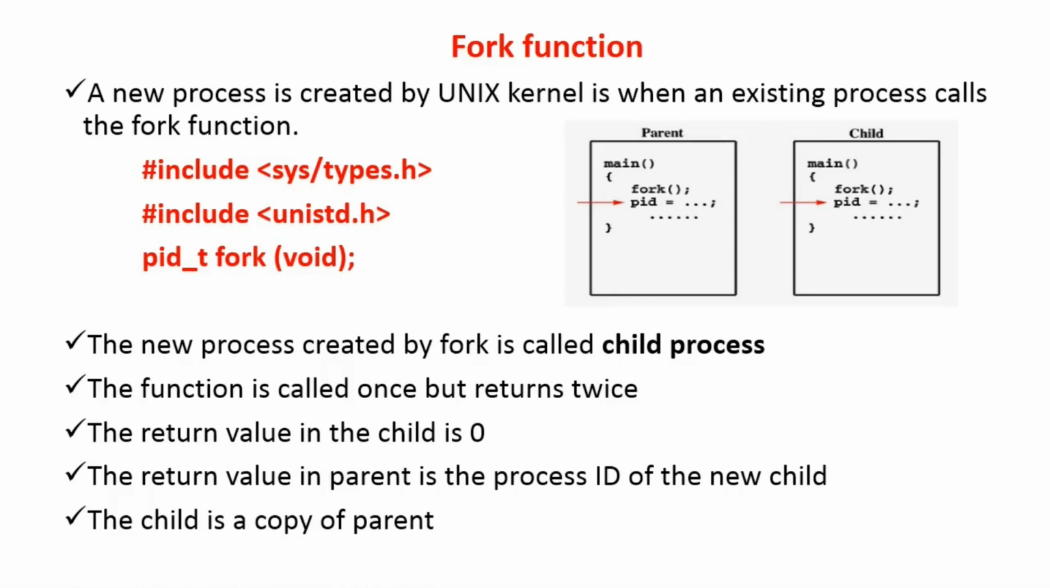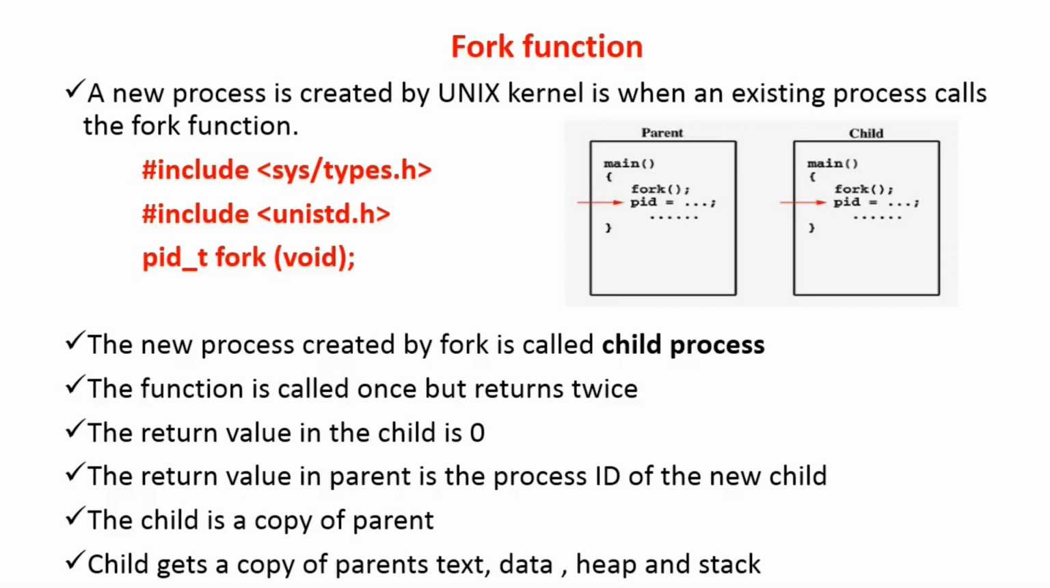The child is a copy of the parent. Once the child process is created by calling the fork, it is an exact copy of the parent. The child gets a copy of the parent's text, data, heap and stack segments in memory allocation.